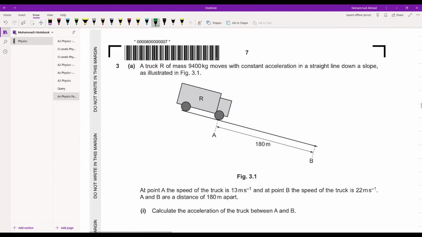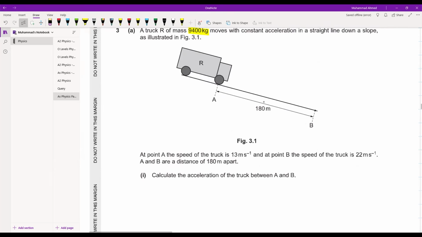A truck of mass 9400 kg moves with a constant acceleration in a straight line down a slope as illustrated in figure 3.1. At point A, the speed of the truck is U, that is 13. At point B, the speed of the truck is 22. The distance between the points is 180. You have to calculate the acceleration.